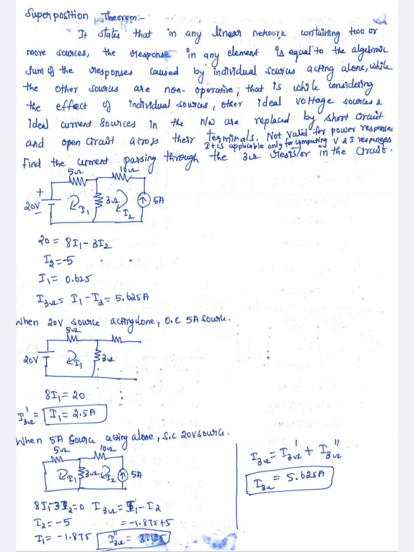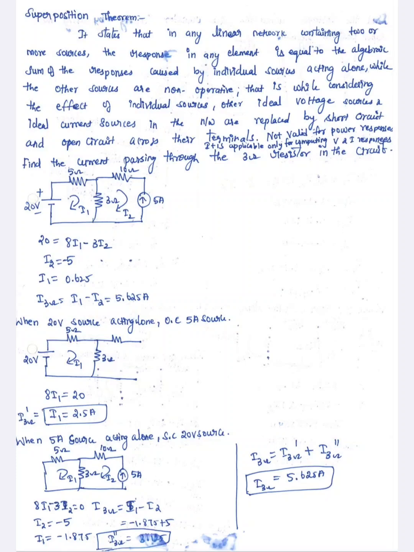You have to inactivate the other source. Next, when the 5 amps source is acting alone, you have to inactivate the voltage source by short circuiting it. So now short circuit the 20 volt source. So now you can get the 2 meshes.